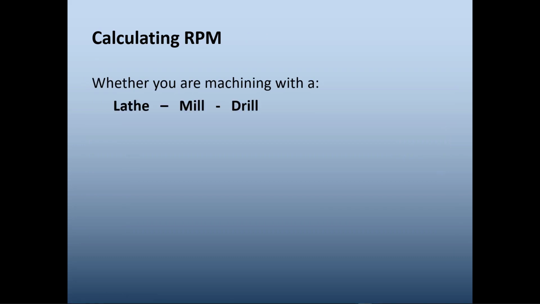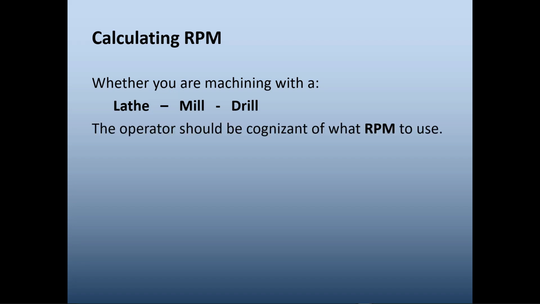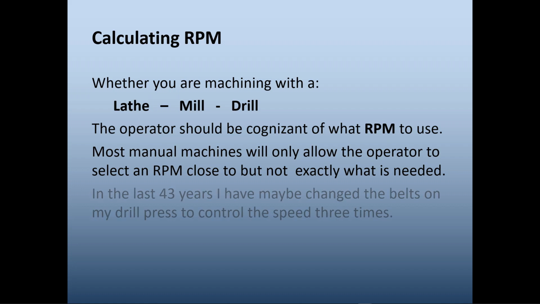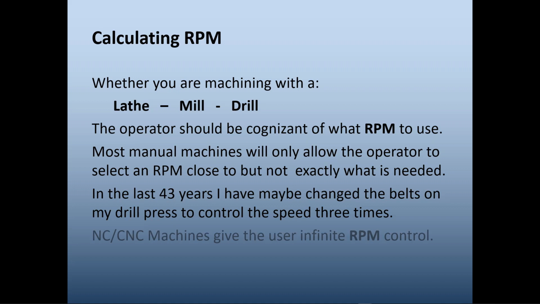So whether you're machining with a lathe, a mill, a drill, or some other rotary cutting tool operation, the operator should be cognizant of what RPM to use. Most manual machines will only allow the operator to select an RPM close to, but not exactly what is needed. In the past 43 years, I have maybe changed the belts on my drill press to control the speed 3 times. NC and CNC machines would give the user infinite RPM control.